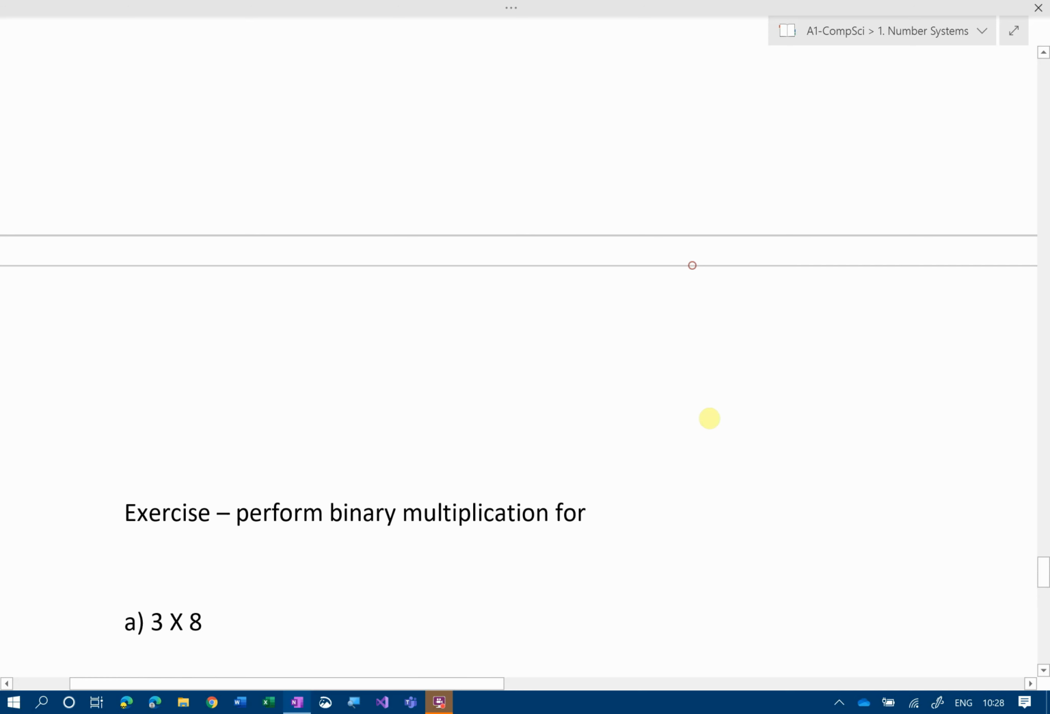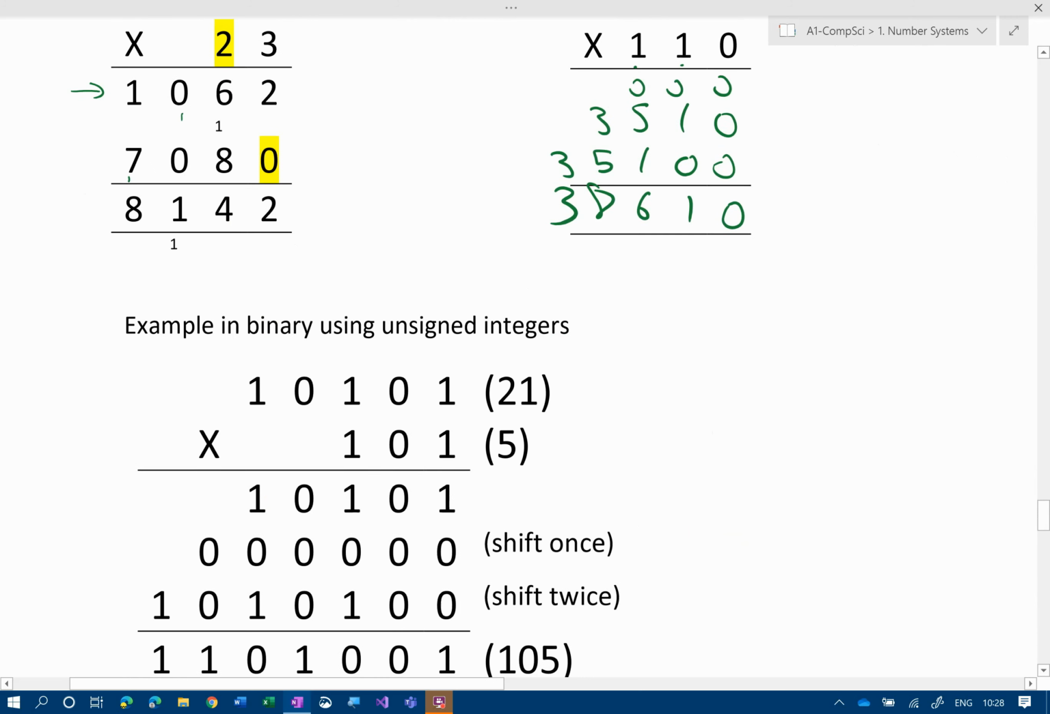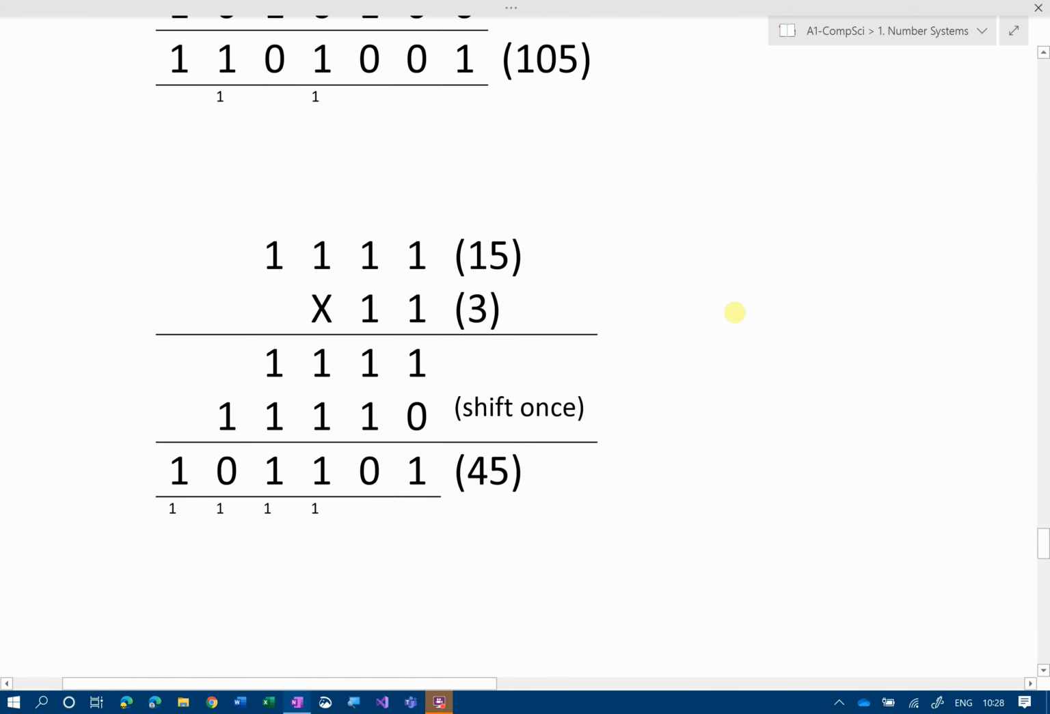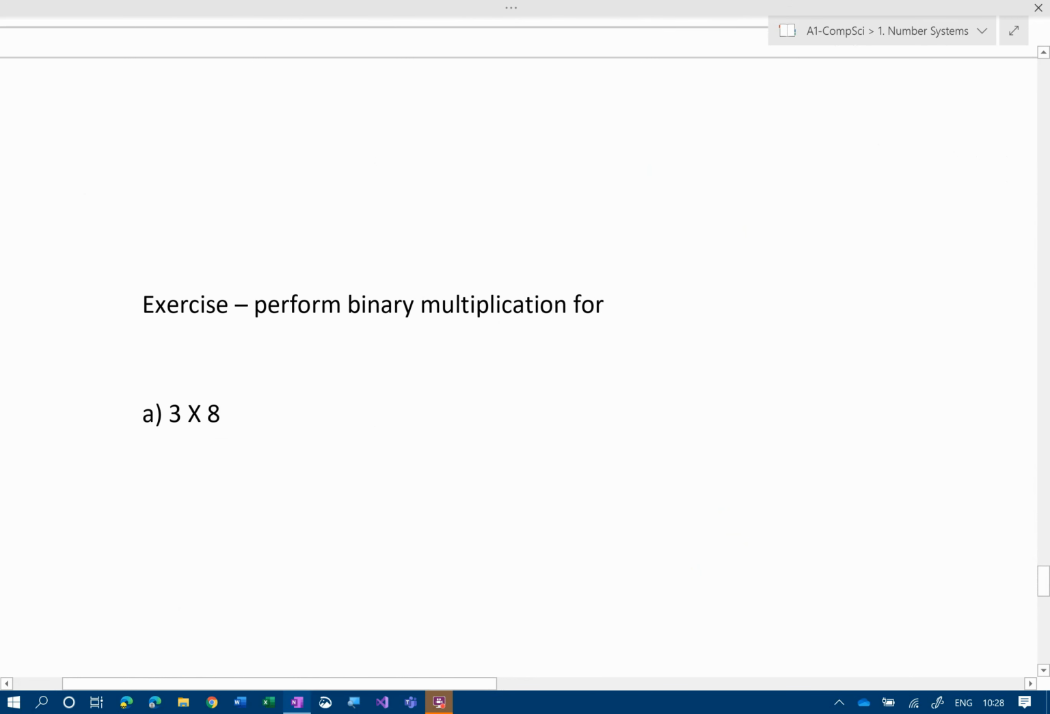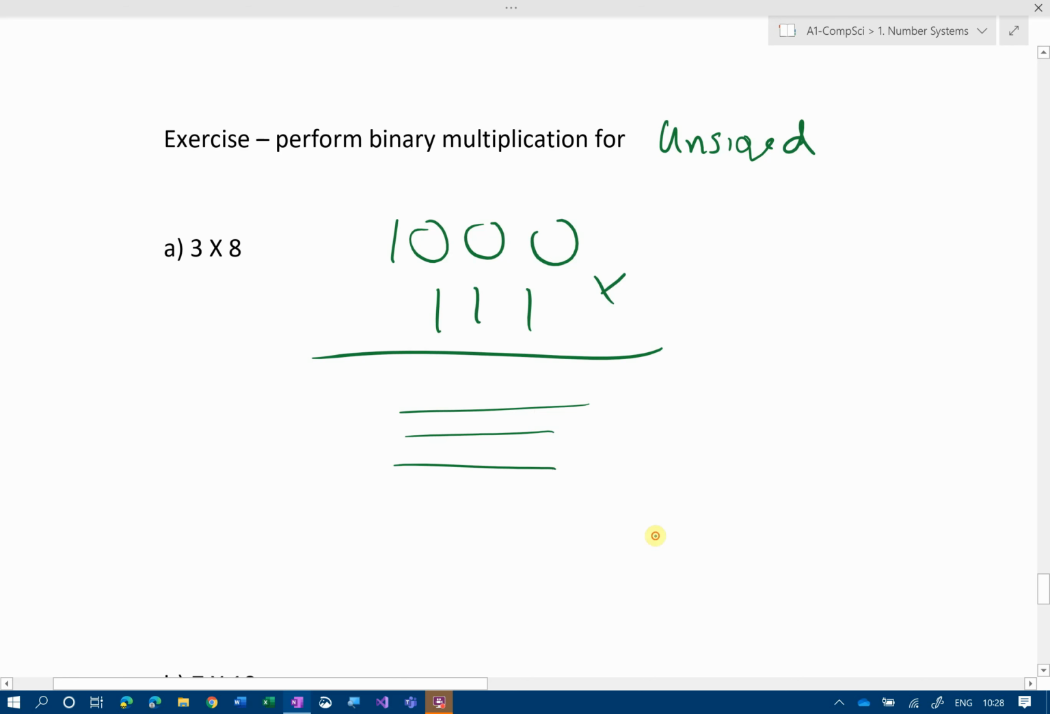What I didn't say, or I might well have done, is we treat these as unsigned numbers. So we'll just keep them unsigned for now. The question should always really say where they are. So we have 8 times 3 multiply. I'm expecting 3 rows, and then you add up those, and then you get your answer here.